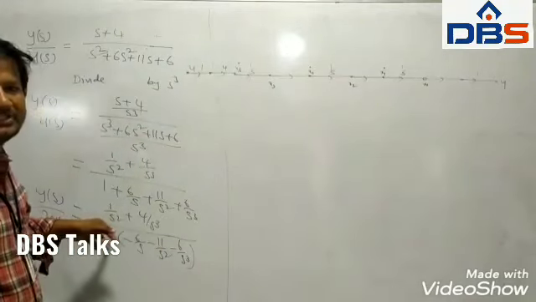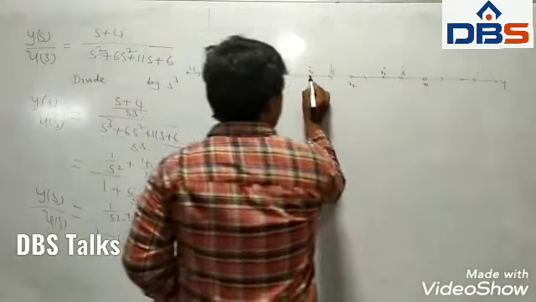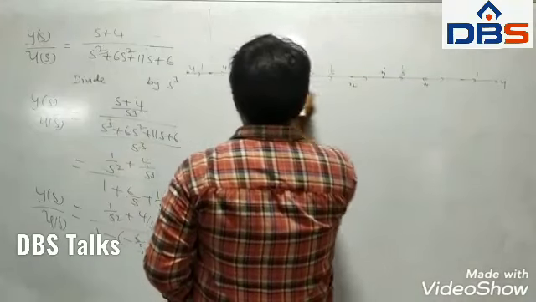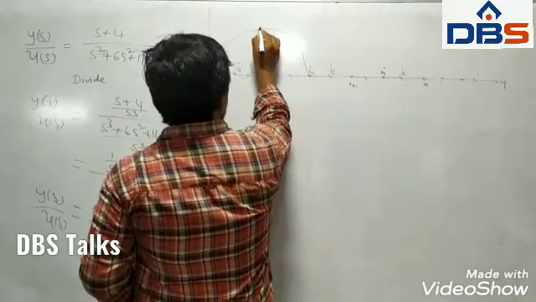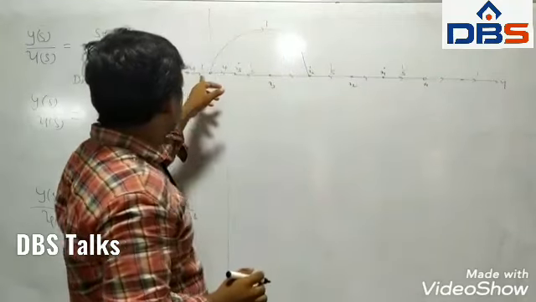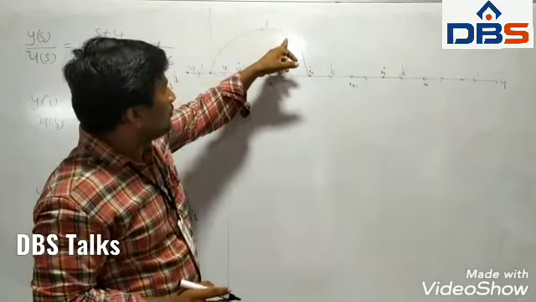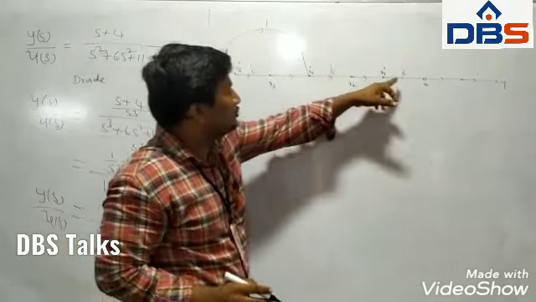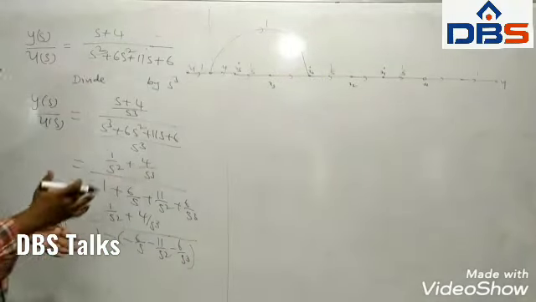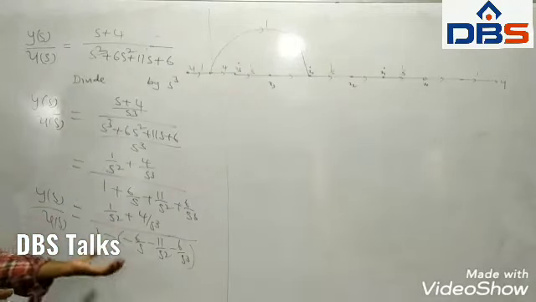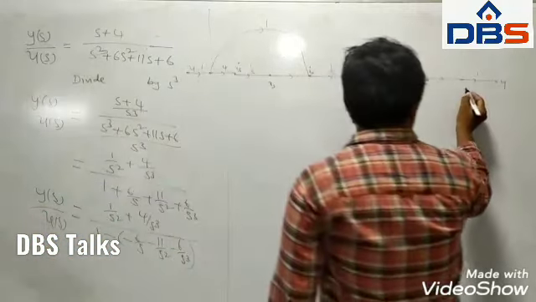The second forward path is 1 by s square. From u, 1 into 1 by s into 1 by s, that is 1 by s square. Now the first two forward paths are constructed. Now go for the loops. This is y.